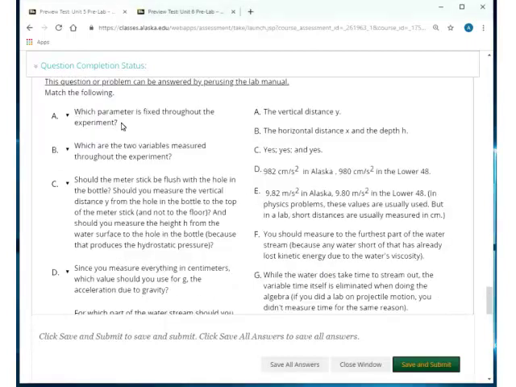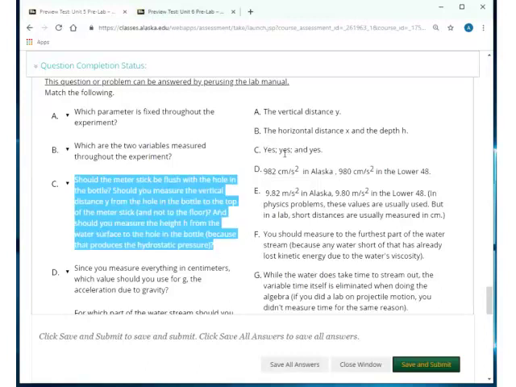Which parameter is fixed throughout the experiment? The vertical distance y, which feeds into the kinematic equations. Which are the 2 variables measured throughout the experiment? The horizontal distance x, also for the kinematic equations, and the depth h for hydrostatic pressure. Should the meter stick be flush with the hole in the bottle, and so on? 3 questions here, and you will see yes, yes, yes.